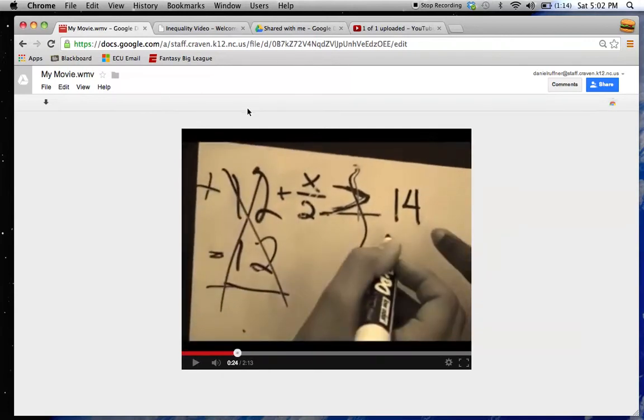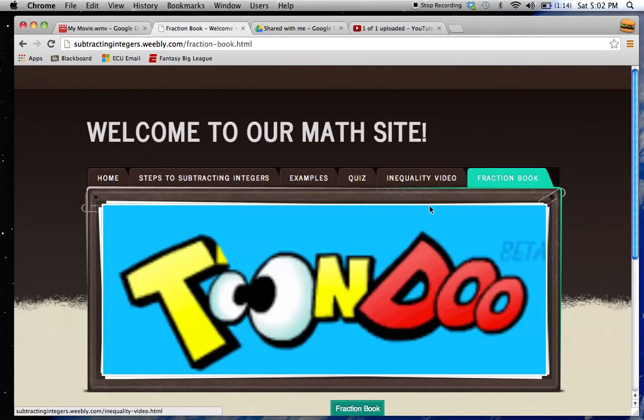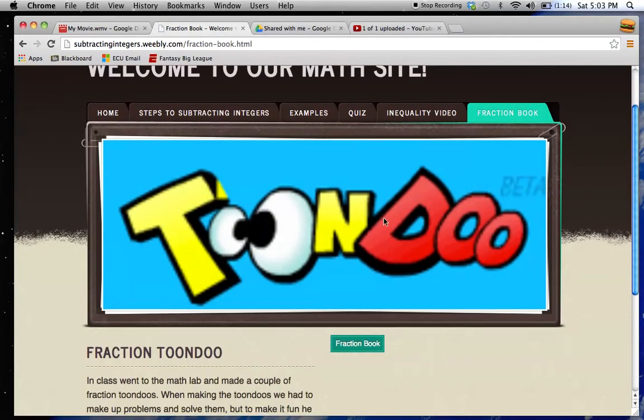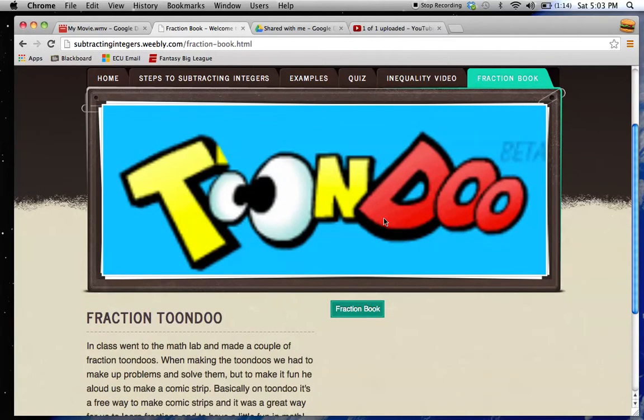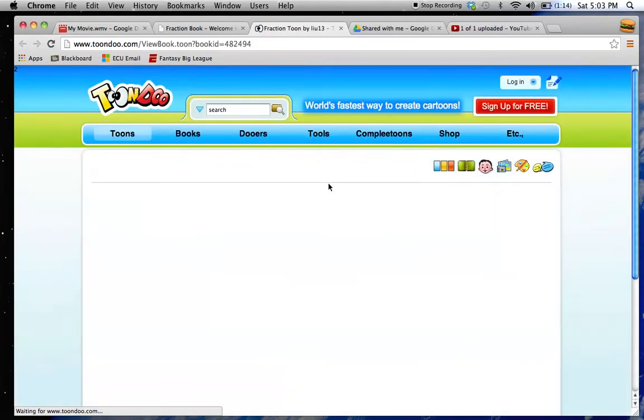So they go through and do all the steps and describe how to actually solve the problem. I'm going to head back to the website. And then the final thing I have here is the actual Toondoo. That's also a little tutorial that I did last year, like I said. If you click here, the Toondoo will pop up. They hyperlinked it to the website.